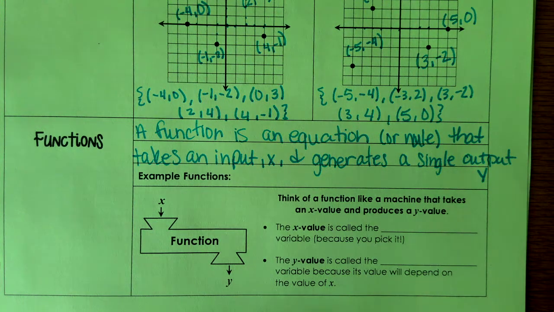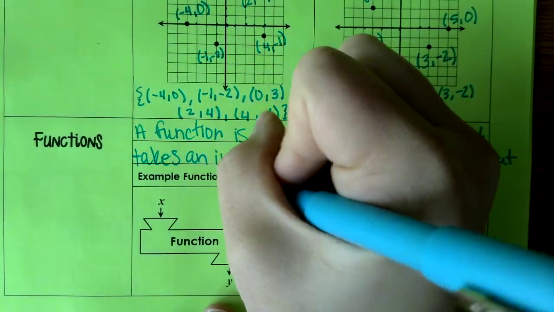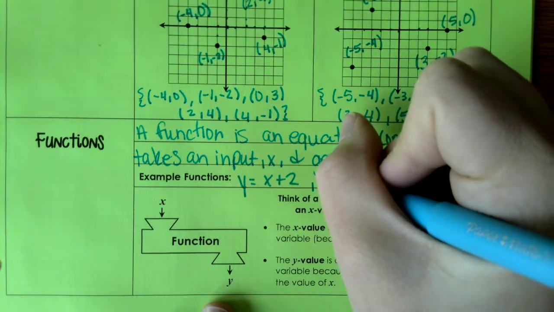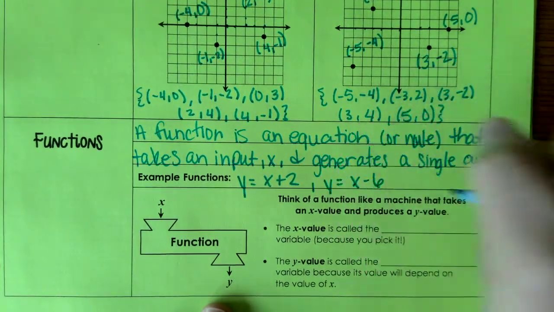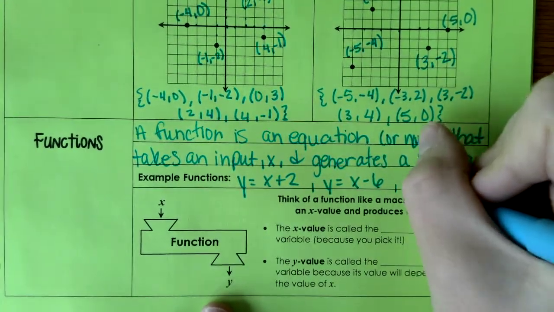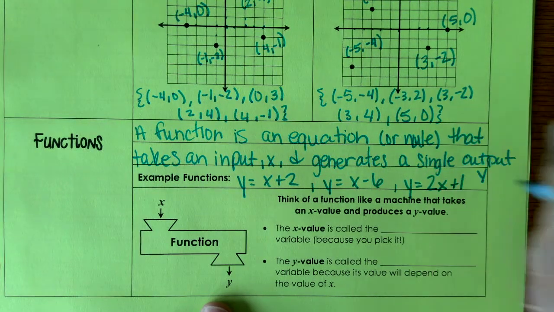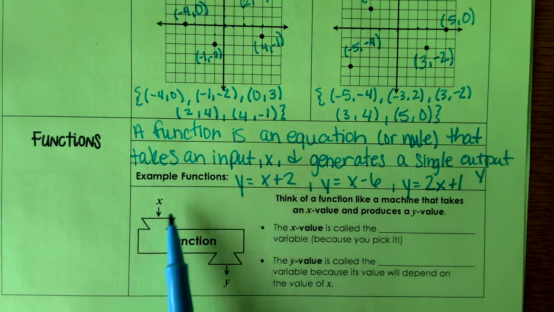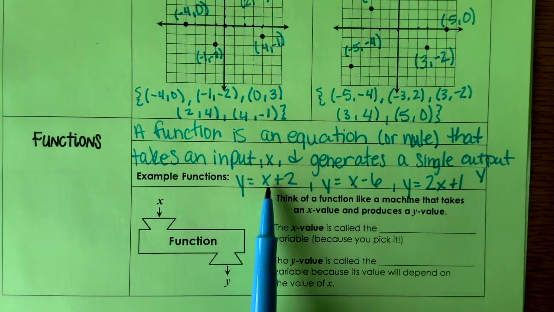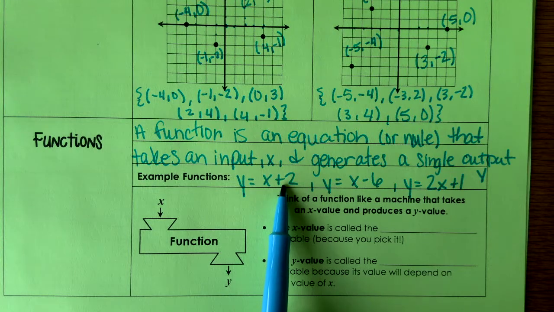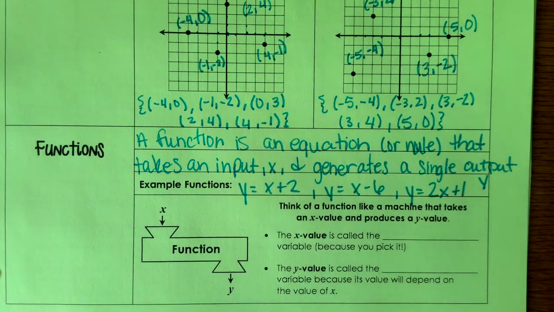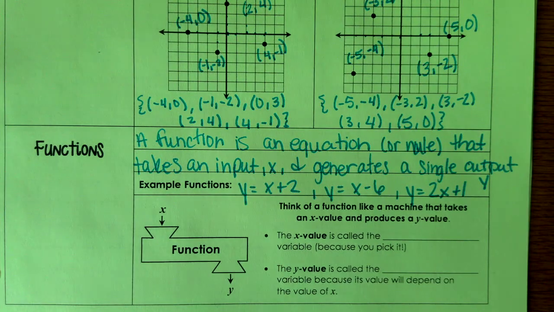So an example of some types of functions would be y equals x plus 2, or y equals x minus 6. Or we could multiply y equals 2x, and then I could add 1 to that. Those are examples of types of functions. So it's saying I would plug x into here, whatever my value is. I would add 2 to it, and then something would come out and give me my y. So think about a function like a machine that takes an x value and produces a y value.